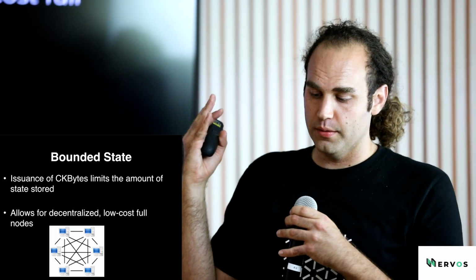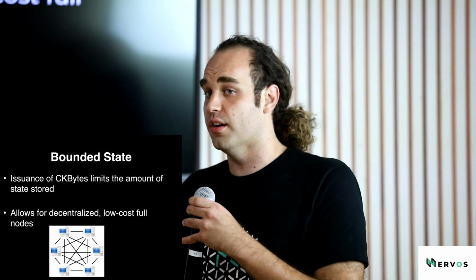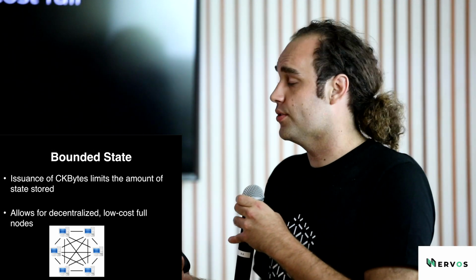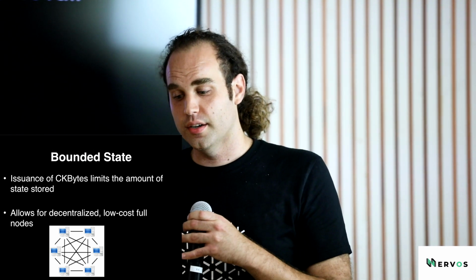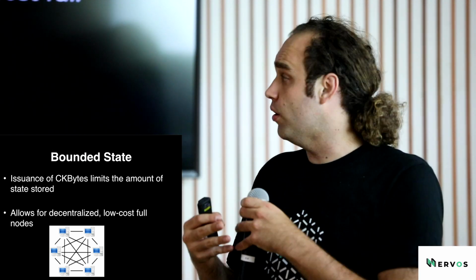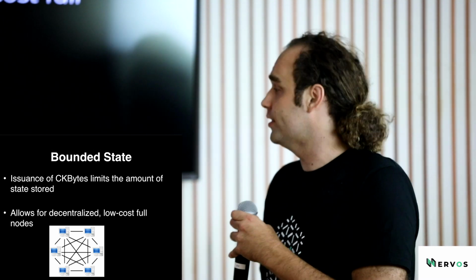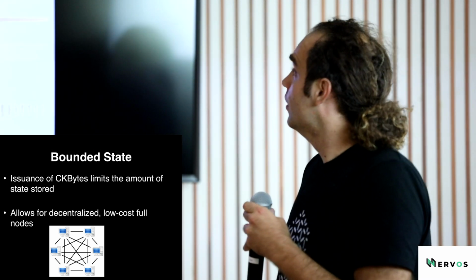So a bounded state. Because the CK bytes are what enable users to store state on the blockchain, the issuance of the CK bytes limits how much state is stored. So this allows for the full nodes to stay small, or at least to be controlled, and this should allow for a network of decentralized low-cost full nodes.